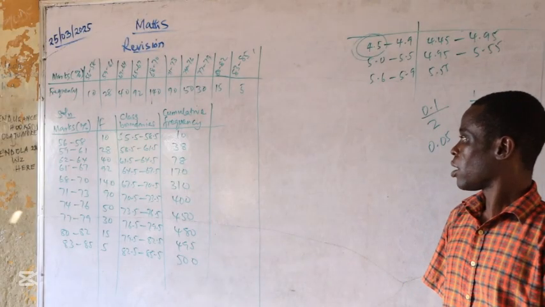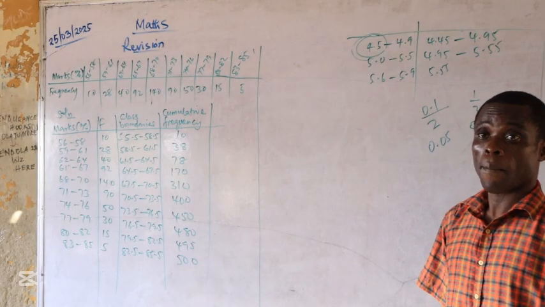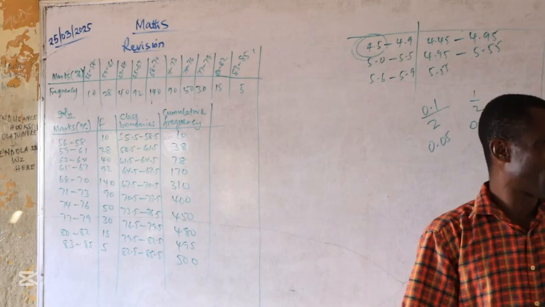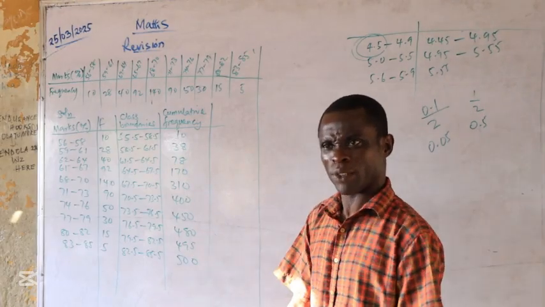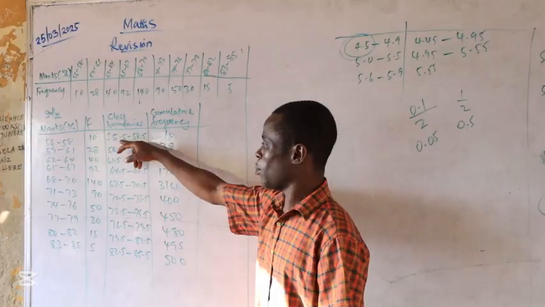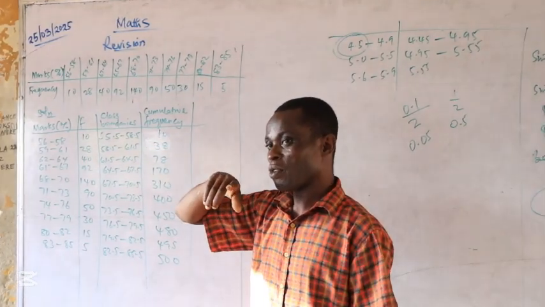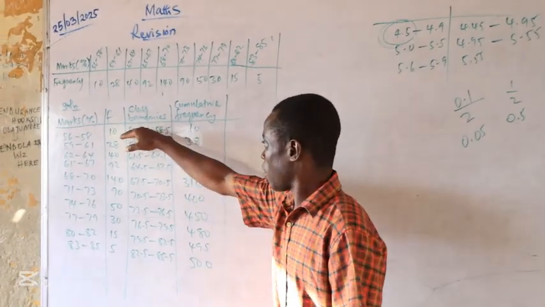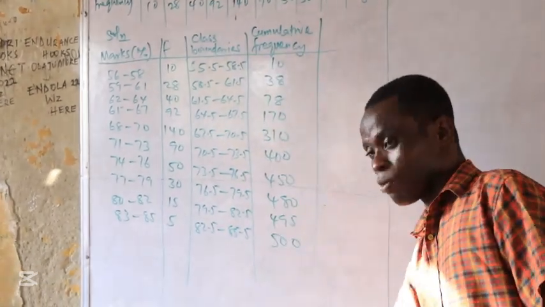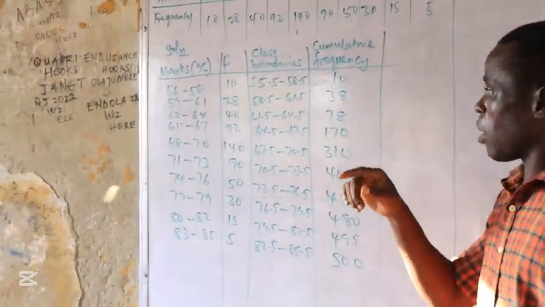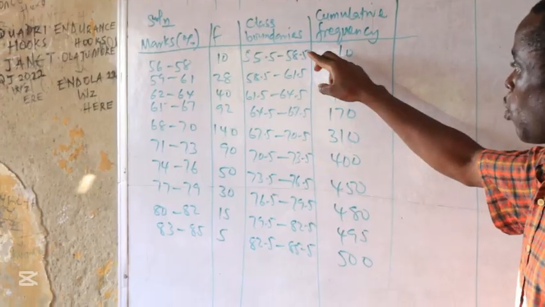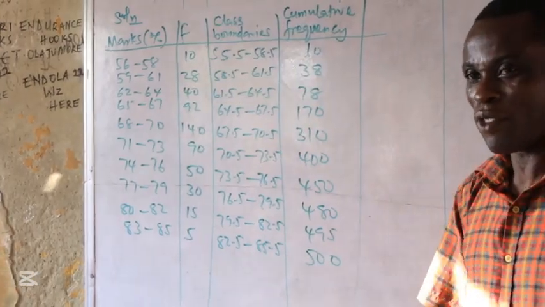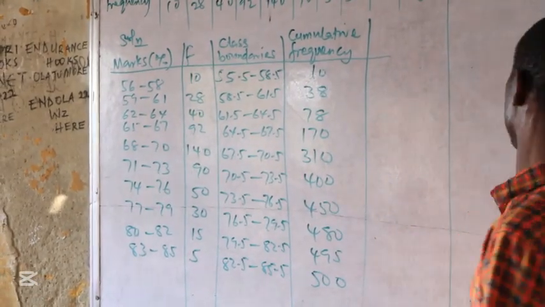Well, for this class boundary, don't worry, I will explain that. For the class boundary, we are using only the upper class boundary. Although I will start with 55.5, I will not plot anything on that 55.5. That's why you always use 7. Are you with me now? But I'm going to use all the upper class boundaries. I will plot 58.5 against 10, 61.5 against 13.